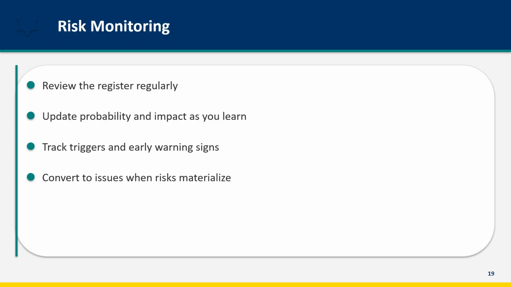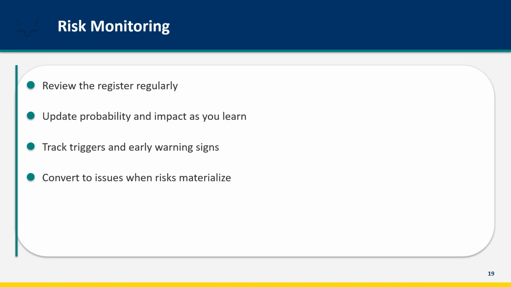Review the register regularly, at least weekly for high priority risks. Update probability and impact as you learn more. A risk that seemed unlikely might become more likely as conditions change. Track triggers and early warning signs. What would indicate that a risk is about to materialize? When triggers activate, escalate your response.